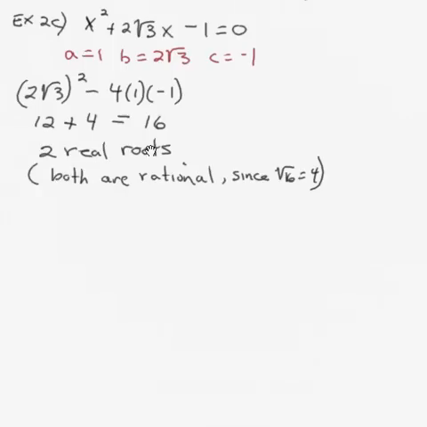And so we have 2 real roots. Again, they both happen to be rational numbers. The square root of 16 gives us 4. If that were the square root of 15, it would be irrational. And I didn't do the example here, but if we ended up with 0, then we would have 1 real root. That's a double root. And that's our look at the discriminant.